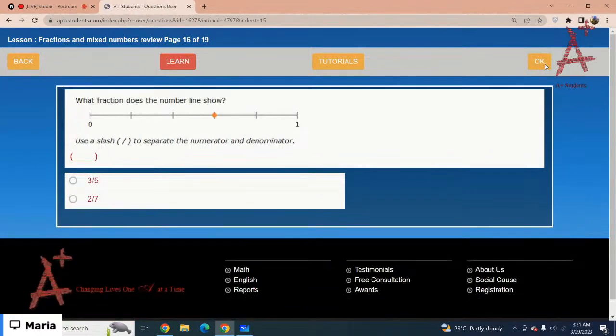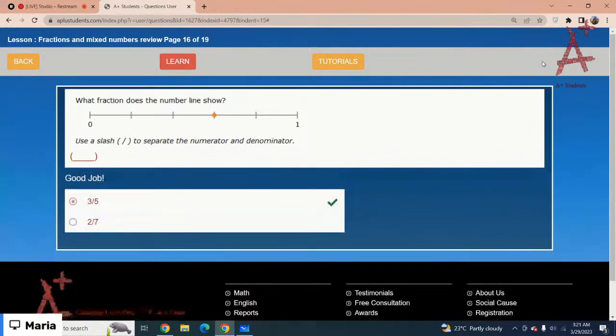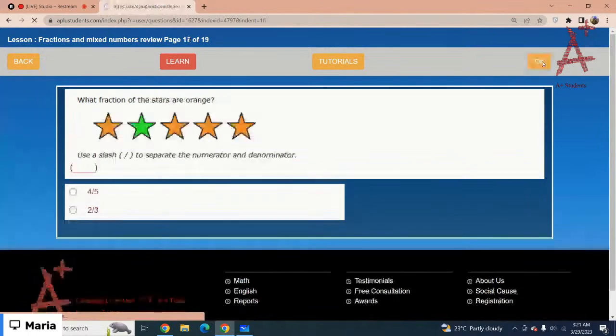Okay, what fraction does the number line show? Which is the correct option? Yes, that would be 3 out of 5. Got it? So the correct option is option number 1. What fraction of stars are orange? Yes, 4 out of 5 are orange. Got it? So the correct option is 4 out of 5.